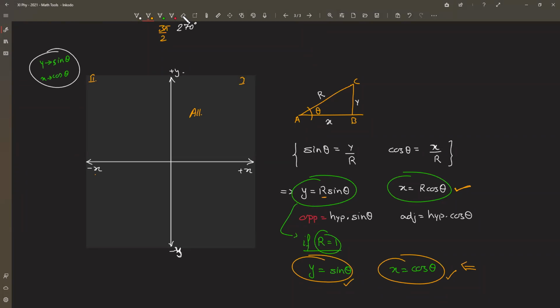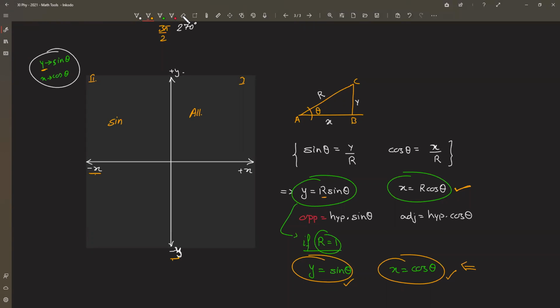Cos theta. So that means cos will be negative and sine is what? Plus. I mean, sine is the y coordinate, and the y coordinate in the second quadrant is what? Positive. So that means here sine will be positive but cos will be negative. In the third quadrant, you can see both x and y are negative. So that means sine and cos both will be negative.